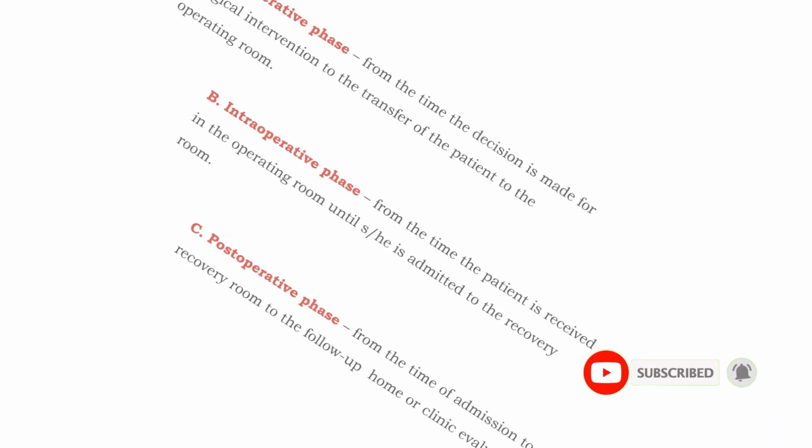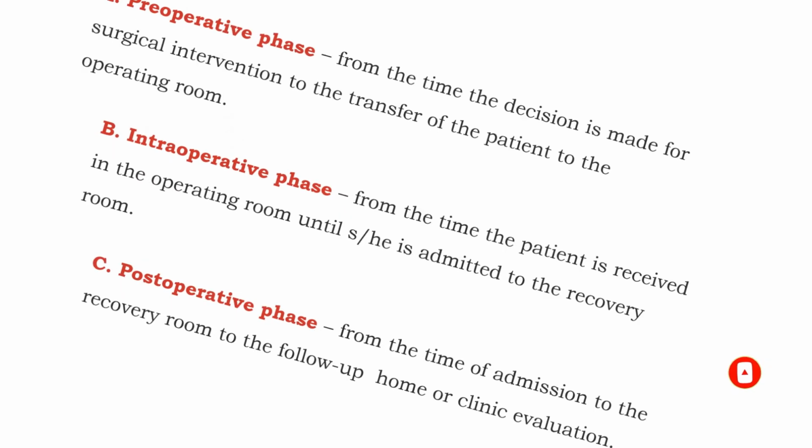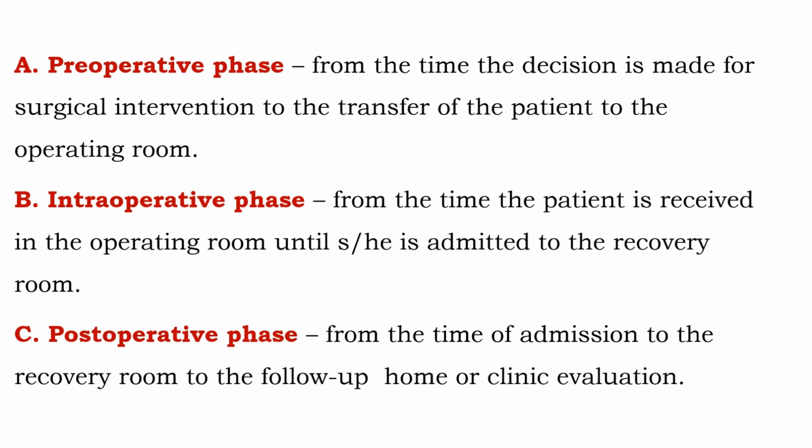Phases of the perioperative period. A. Preoperative phase: from the time the decision is made for surgical intervention to the transfer of the patient to the operating room. B. Intraoperative phase: from the time the patient is received in the operating room until he is admitted to the recovery room. C. Postoperative phase: from the time of admission to the recovery room to the follow-up home or clinic evaluation.